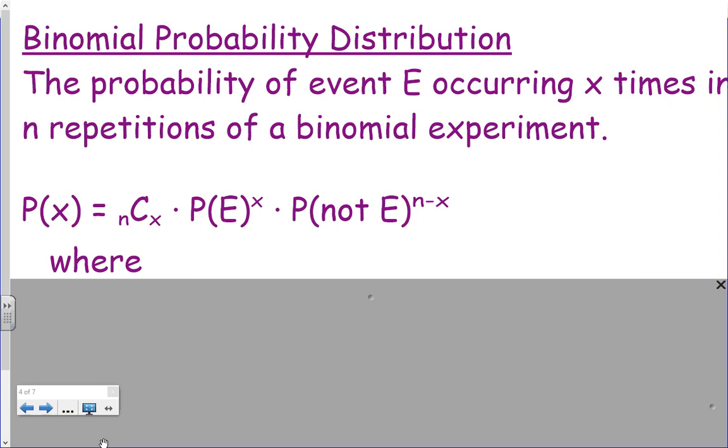So again, make sure you understand what this is saying. The probability of your event E, flipping heads on the coin, occurring X times, you want to get 2 heads, in N repetitions. We were flipping the coin a total of 5 times.